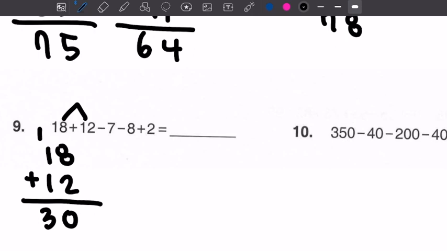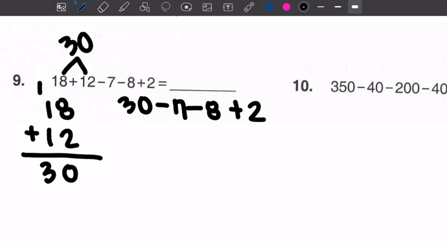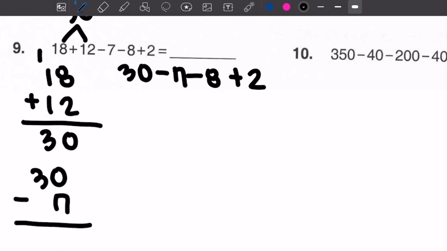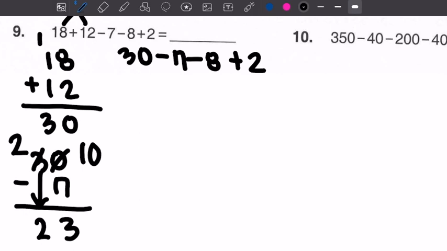Now we have 30 minus 7 minus 8 plus 2. Again, we're going to do 30 minus 7 because it's on the very left. Since we cannot subtract 7 from 0, we're going to borrow 1. We're going to borrow 10 from the 3, because the 3 is in the tens digit. So even though it's just a 3, we know that this is 30. Now we're going to borrow 10, so this has become 20, and that's why 3 becomes 2. And then since we borrowed 10, the 0 becomes a 10. Now 10 minus 7 is 3. And we bring the 2 down, so we have 23. Now 30 minus 7 is 23.